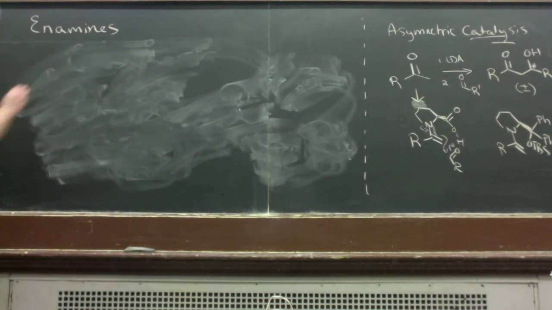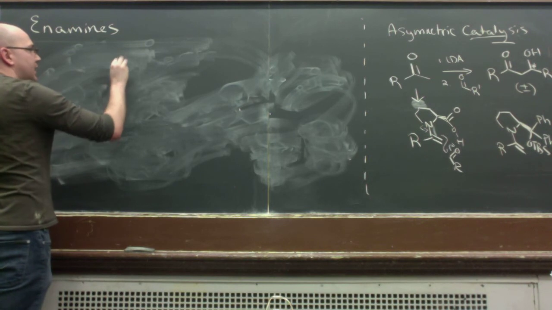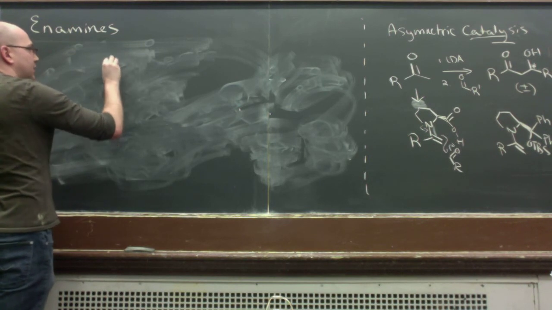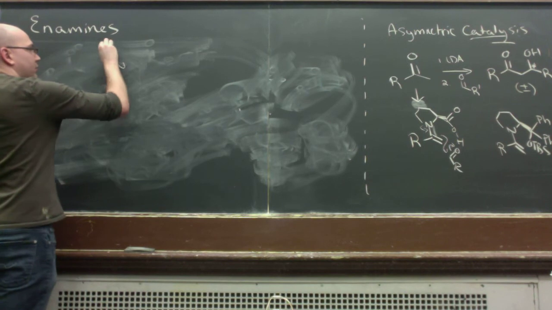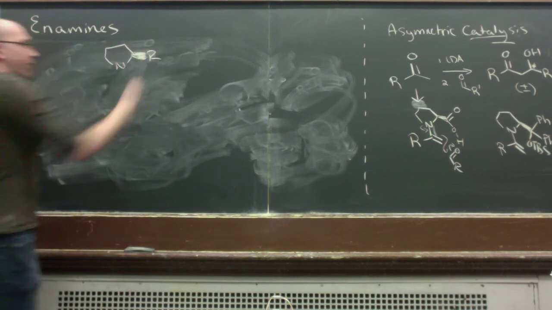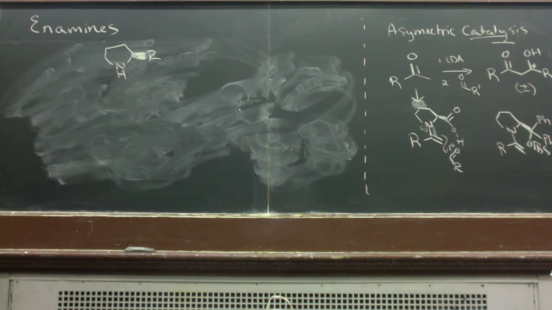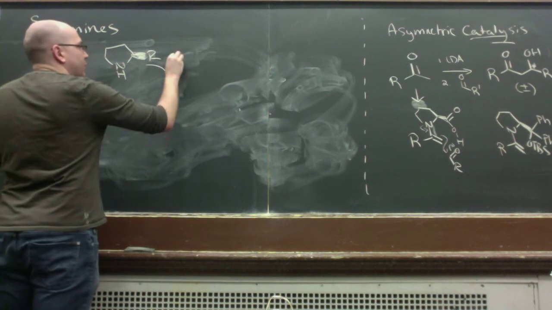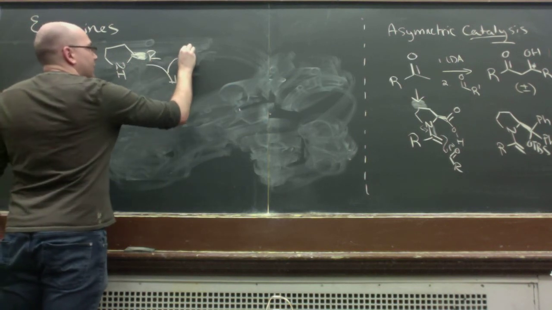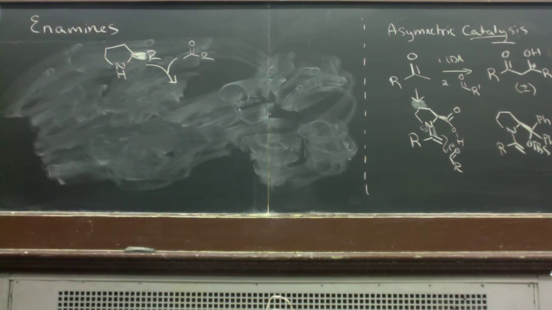Right, and so say, for example, you start with, I'll put R group there, right? So if you start with, say, for example, this cyclic amine, right, what can happen is that you take this and you treat it with that ketone, right? That's going to condense on the ketone.